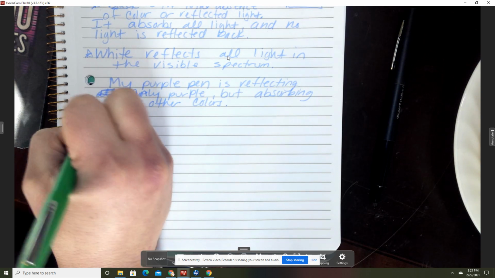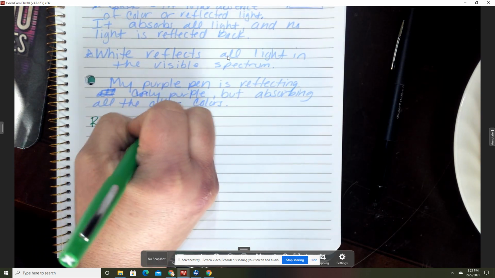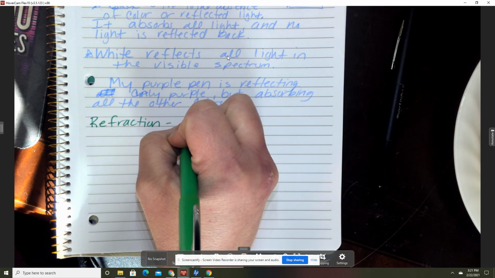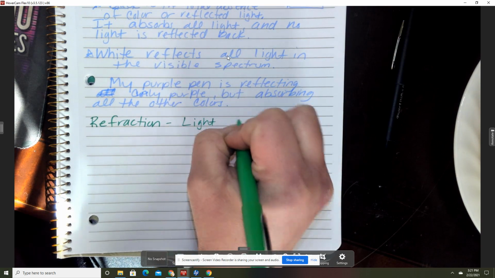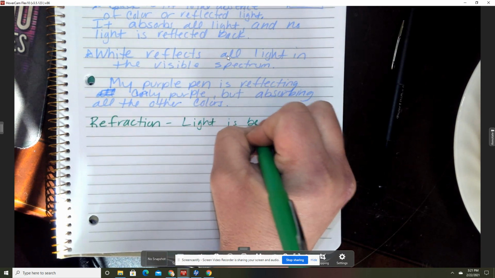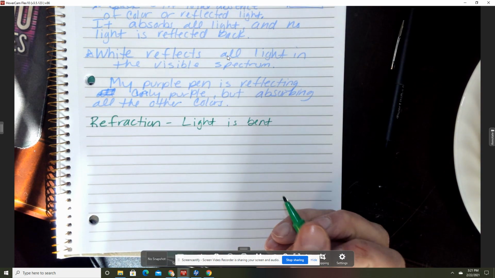refraction. Refraction means that the light is bent. So a prism, which I do not have with me. I need to get one. I might find a video for you so you can see the prism of the light, because I don't have one here.